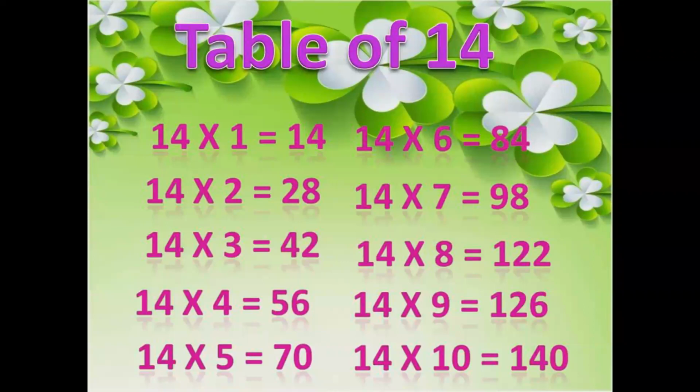Yes, Grishma, unmute yourself. 14 ones are 14, 14 twos are 28, 14 threes are 42, 14 fours are 56, 14 fives are 70, 14 sixes are 84, 14 sevens are 98, 14 eights are 112, no, 14 eights are 122, 14 nines are 126, 14 tens are 140. Thank you. Great.